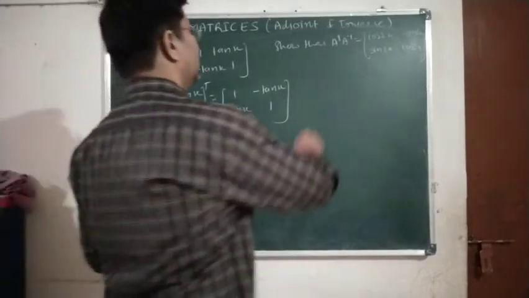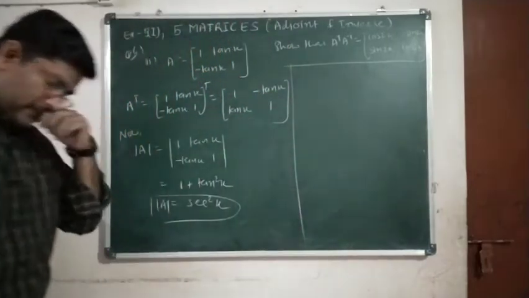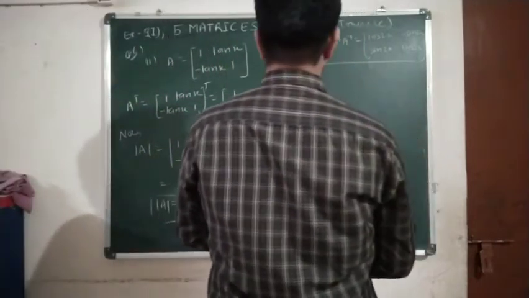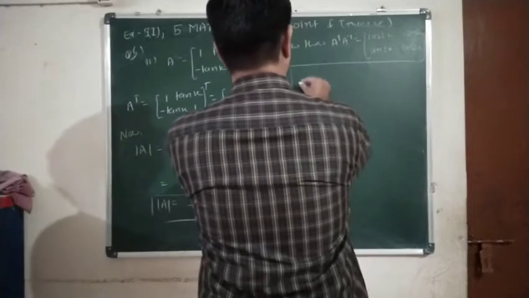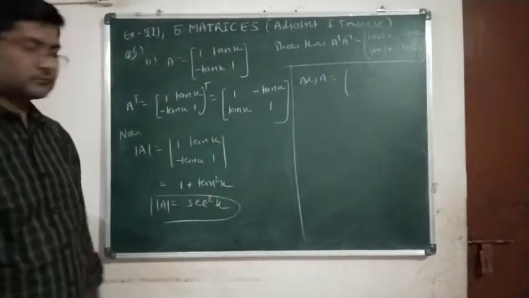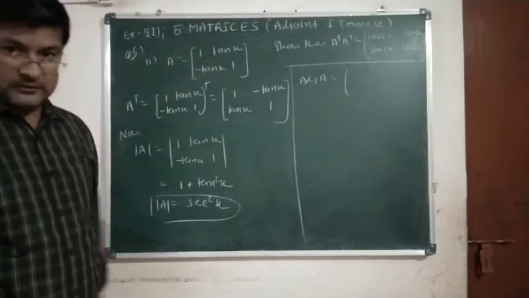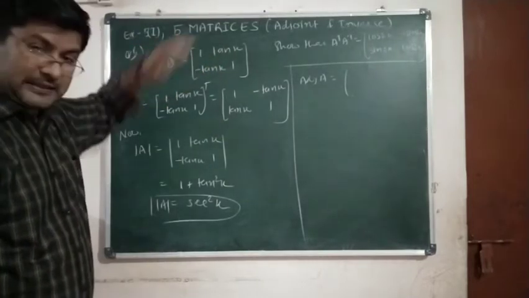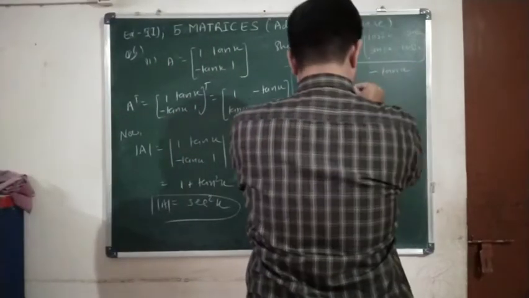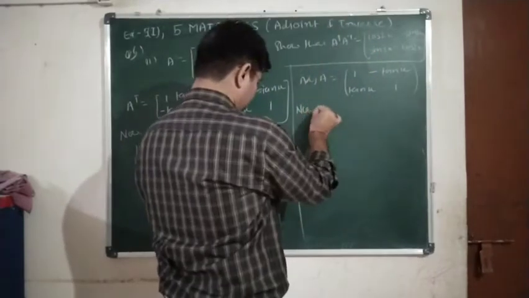Okay, we have got sec square x. 1 plus tan square x is equal to sec square x, or we can even keep 1 plus tan square x. Anyway you can keep. Now we will find out adjoint of A. So adjoint of A we will directly write down by interchanging the diagonal elements and by only changing the signs of the off diagonal elements. So we will get [[1, -tan x], [tan x, 1]]. Okay, now let us find out A inverse.